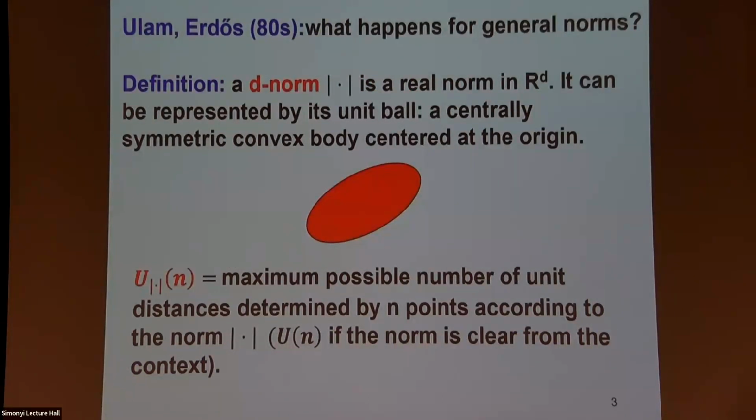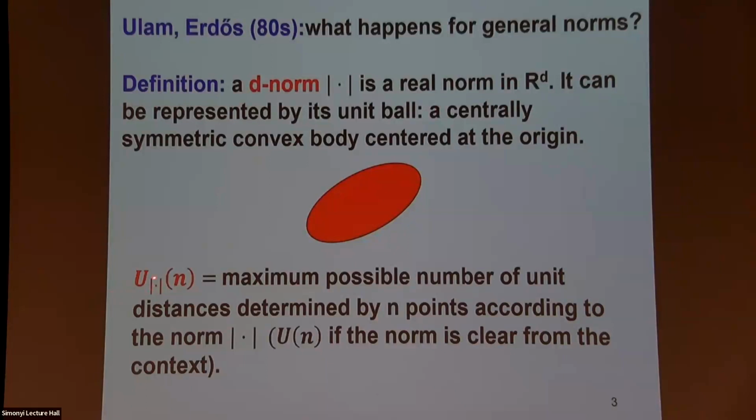Okay, now first Ulam and soon after him, Erdős, considered also the question of what happens for general norms. We don't want to look only at Euclidean norm, but we have now a general norm. So let me define, since I'll use the notion of a d-norm a lot, I'll call it a d-norm. This is just any real norm on R to the d, a d-dimensional norm. And equivalently, you can think about it by the unit ball of this norm, which is a centrally symmetric, convex, compact body centered at the origin, like the one you see here.